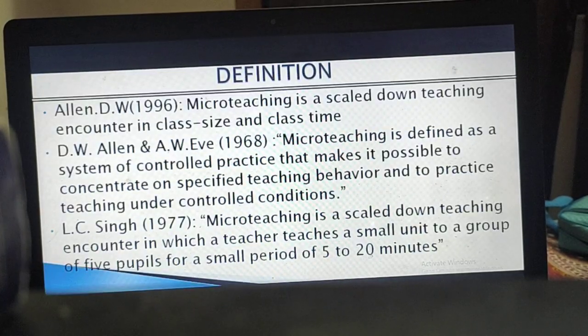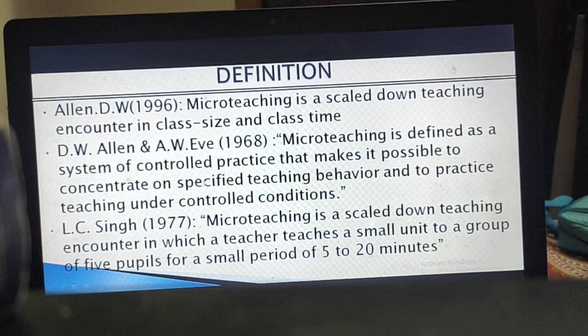Now we have learned the concept. Many educationists define micro teaching according to their point of view. According to Allen D.W. 1996, micro teaching is a scaled down teaching encounter in class size and class time.